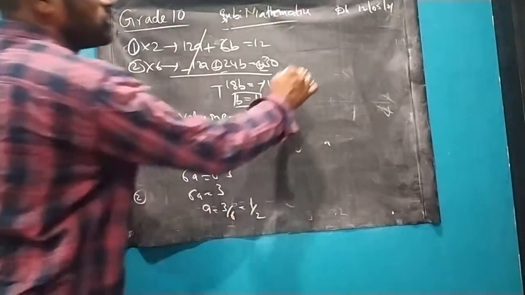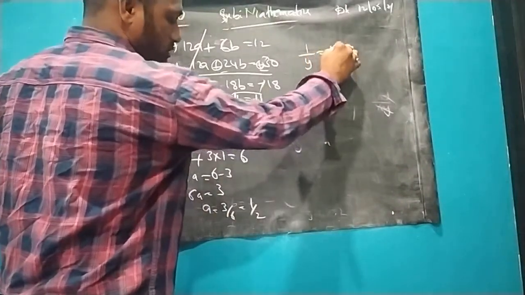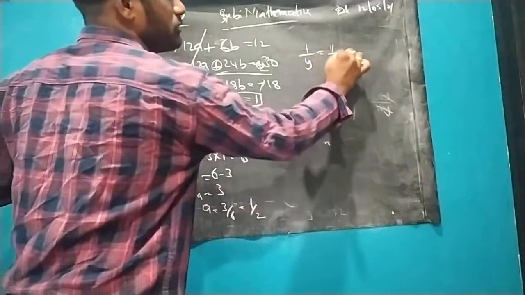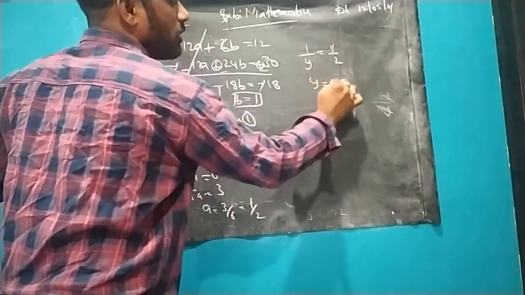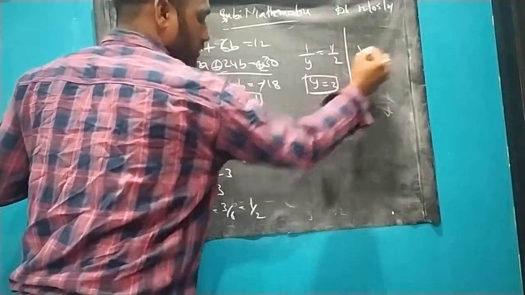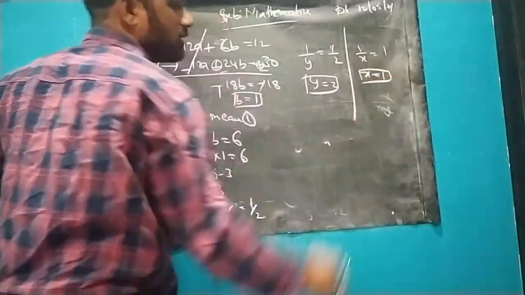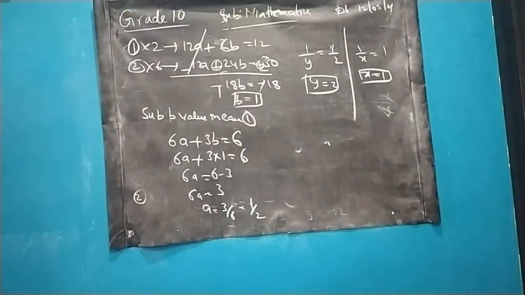So already we have assumed that 1 by y is equal to a. A value is how much here? 1 by 2. So cross multiplication, y is 2. Next we have assumed 1 by x is equal to b. B value is 1. So x is equal to 1. 1 by 1 is 1. So these are the final solutions.